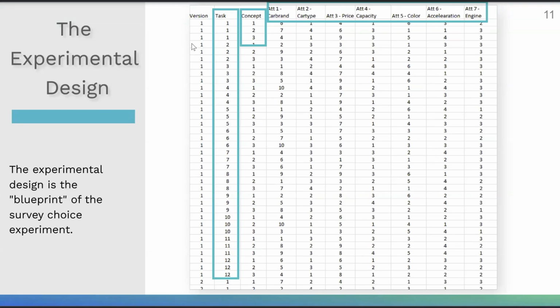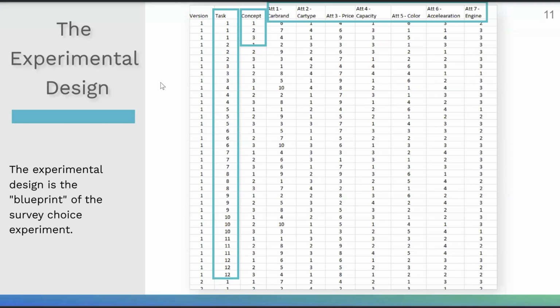The experimental design has the information that I mentioned. For example, on the left-hand side, it tells you what version of the design is being applied to the survey. All of these rows refer to the first version. You can have more than one version, and it's actually better to have more than one. Sometimes you can have 10, 20, 100 different versions of an experimental design. And that's actually good. The more versions you have, the more opportunities that respondents don't see the same choice task.